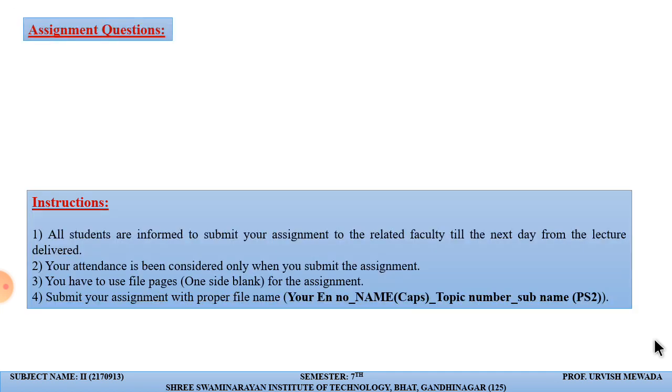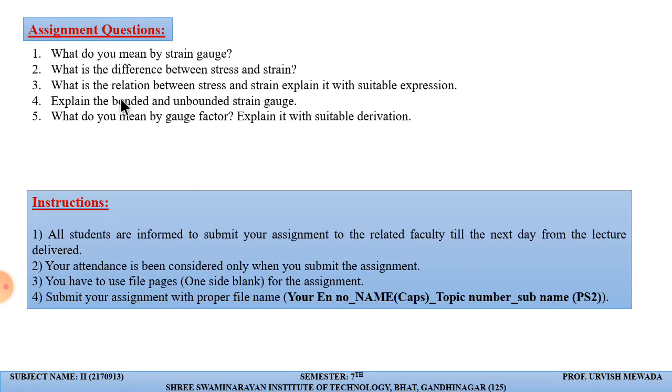So after this topic we have the assignment questions. The first two questions are the worksheet questions. What do you mean by strain gauge, and what is the difference between stress and strain? These two questions are the worksheet questions, and questions 3, 4 and 5, these three questions are assignment questions that you need to submit at the end of the chapter.